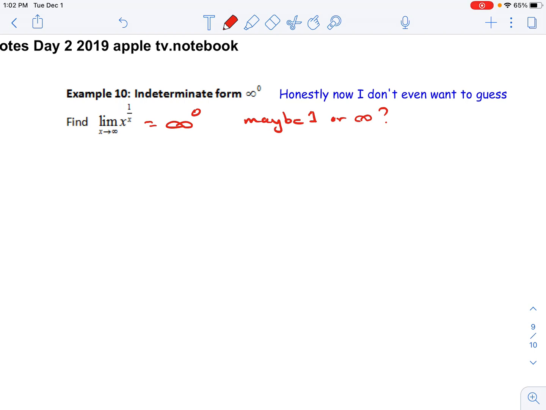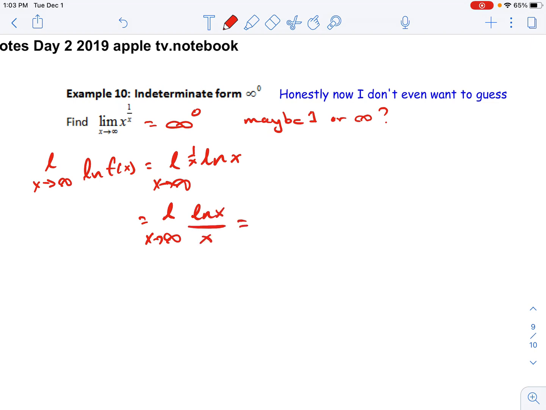From the ways we've done these other ones, we're just going to take the natural log. So we're going to do the limit as x goes to infinity of the natural log of our function, which is equal to the limit as x goes to infinity of the natural log of x to the 1 over x. Of course, we should just bring that exponent to the bottom. So it's the limit as x goes to infinity of the natural log of x over x. If we evaluate that, we get infinity over infinity, which is one of our indeterminate forms where we can go straight to L'Hopital. So let's L'Hopital.